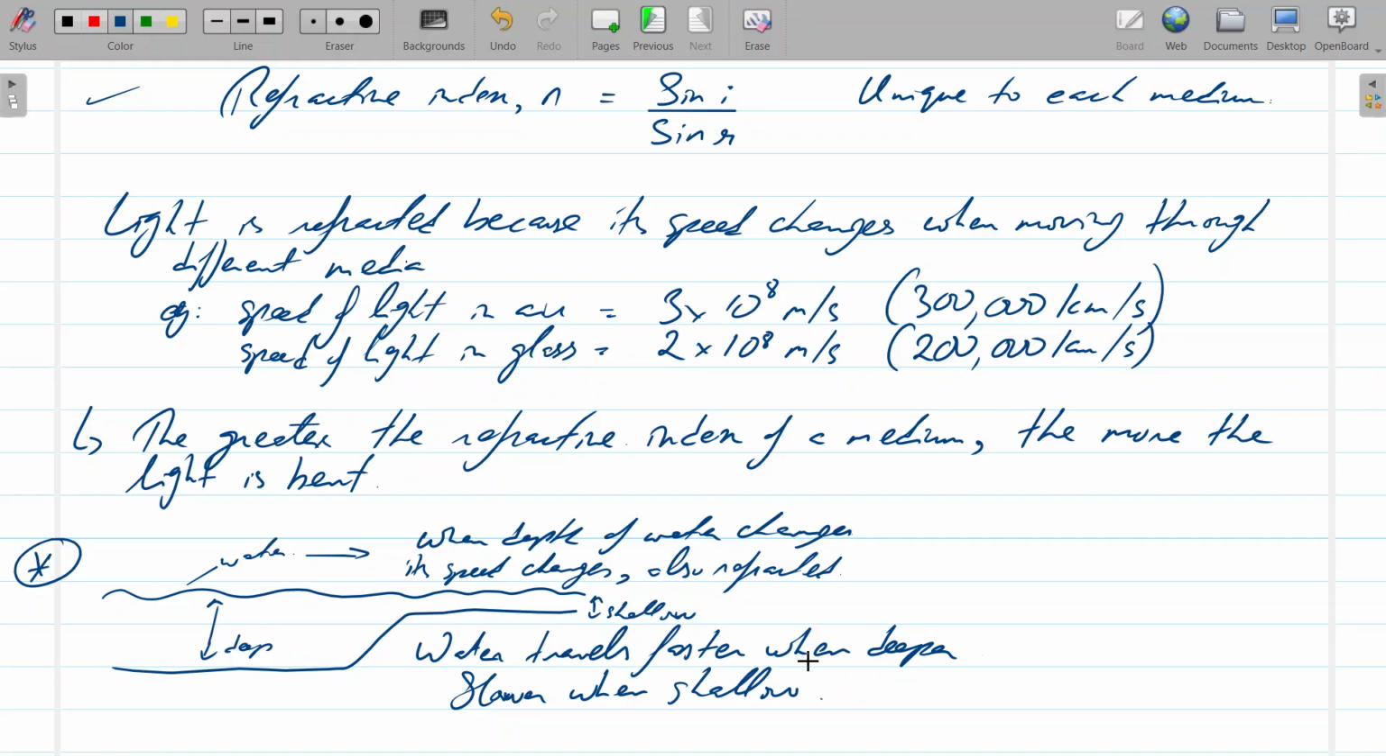And so when they noticed this, they saw that not only is the speed changing when it's going from deep to shallow water, or vice versa, so going from deep to shallow is going to slow down, going from shallow to deep is going to speed up. And when that happens, the direction also changes. So they were refracted.